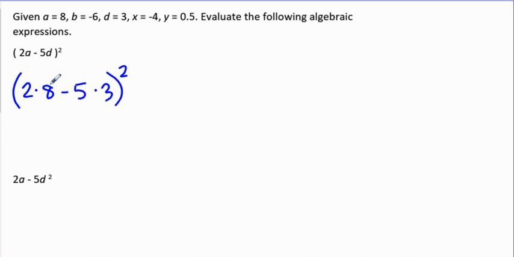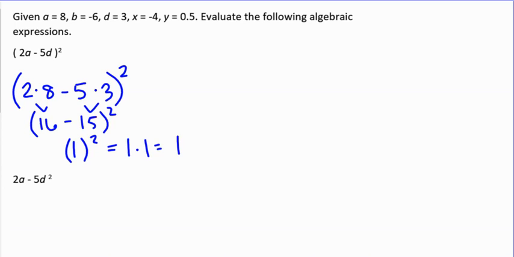So with order of operations, I solve my parentheses first. And then within my parentheses here, I have multiply, subtract, and multiply. So I want to do my 2 multiplication pieces first. So 2 times 8 is 16. And 5 times 3 is 15. And then I want to square that. So 16 minus 15 is 1. And I could keep it in parentheses or drop my parentheses here. But 1 squared, remember, is the same as 1 times 1, which is just 1.